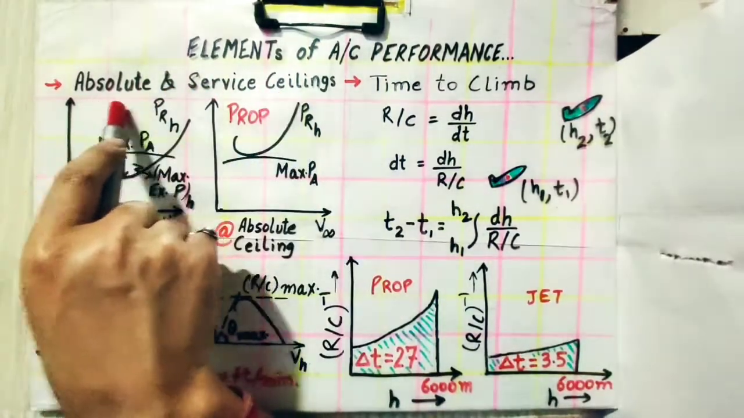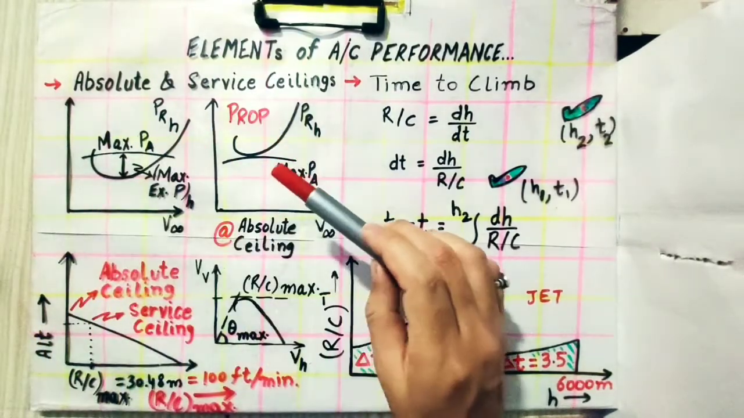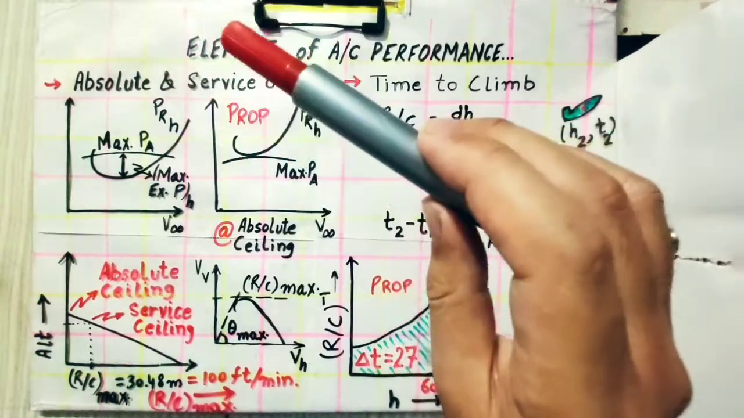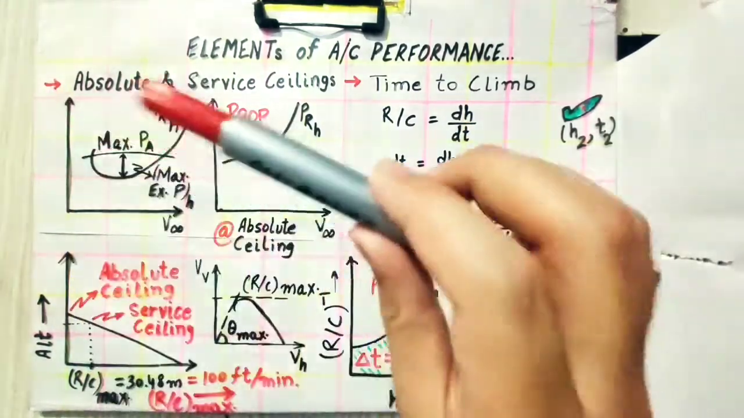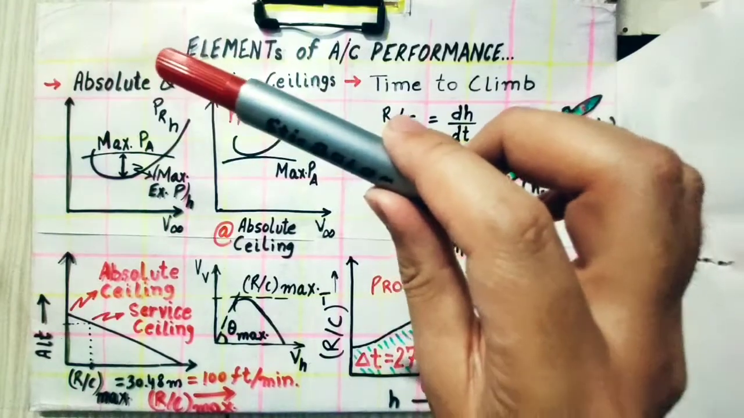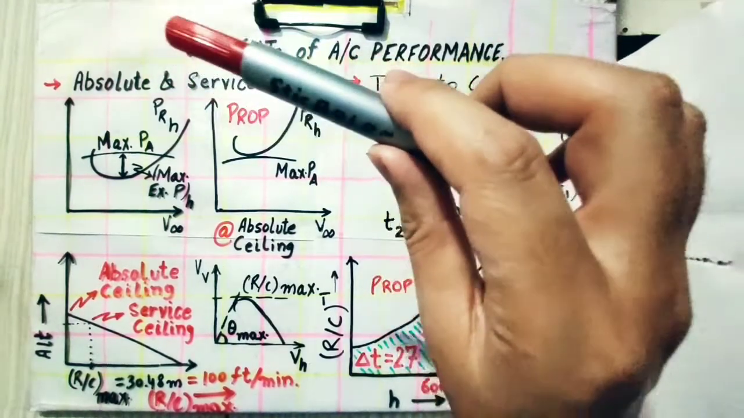The absolute ceiling is when the aircraft is flying at an altitude above which it cannot go. So it is the maximum altitude it can attain. At that point the maximum rate of climb will be 0, because at that point it cannot go any higher.